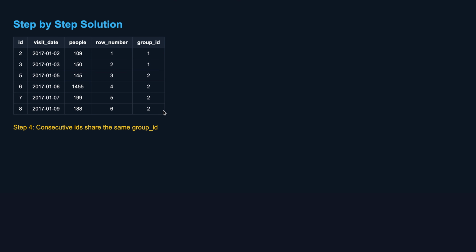Now finally, we filter the rows where the group count is greater than or equal to 3 because the problem requires at least 3 consecutive records. So any group with fewer than 3 rows is removed and the remaining rows represent the valid traffic streaks, right? So now maybe let's see how to implement this logic in SQL.